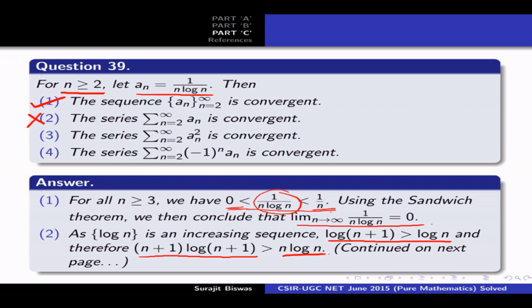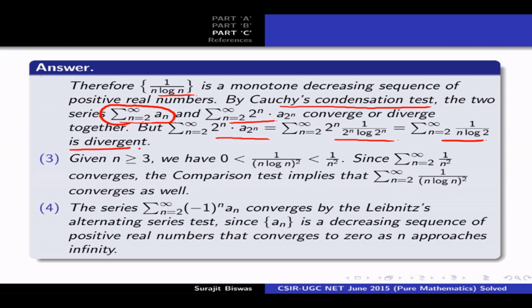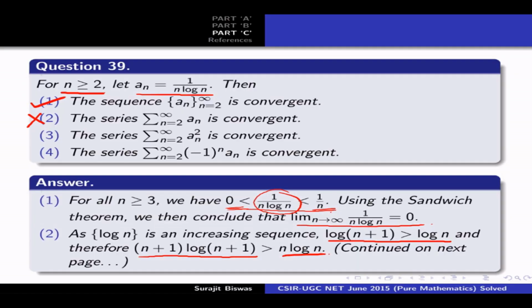Okay, so now we have to check whether the series n equal to 2 to infinity a_n squared is convergent. For that we see that given n bigger than or equal to 3, we have 0 less than 1 by (n log n) squared less than 1 by n squared, and since n equal to 2 to infinity 1 by n squared converges, the comparison test implies that summation n equal to 2 to infinity 1 by (n log n) squared converges as well. Okay, so this option is correct.